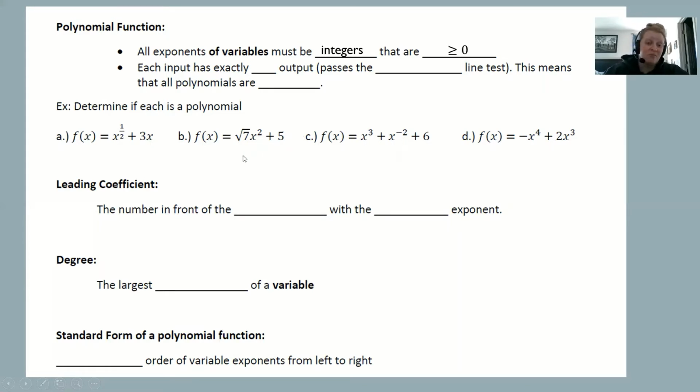So chances are if you don't see that, something in your brain will tell you that doesn't look right. So we like nice friendly numbers in the exponents of our variables. If not, it's not a polynomial.